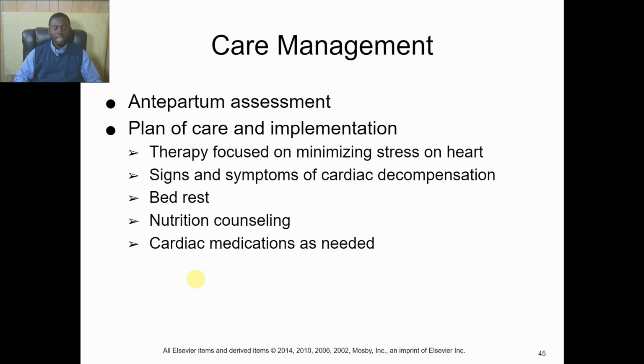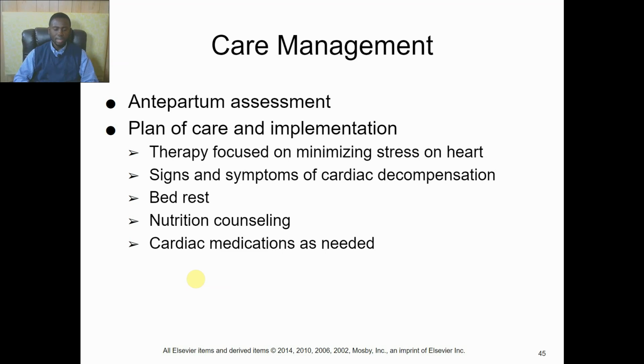The general care for a client who has cardiovascular problems in the antepartum period focuses on minimizing the stress on the heart. And so you are going to find ways to decrease the blood pressure through medication and also be able to limit the effects of pre-eclampsia developing into eclampsia and causing seizures.